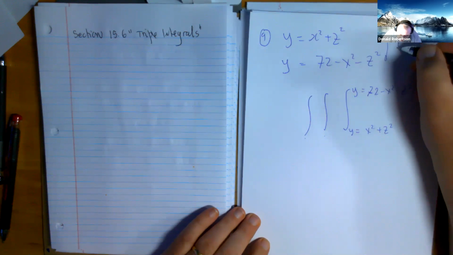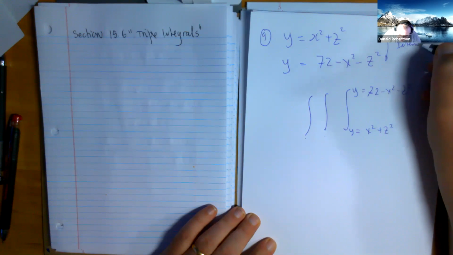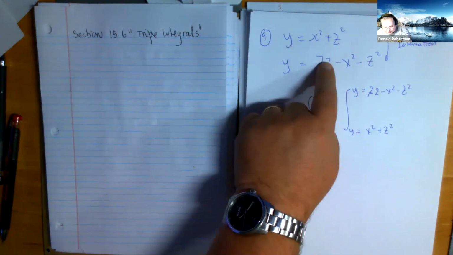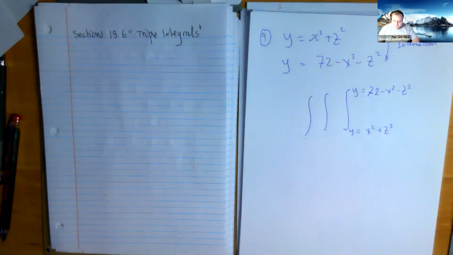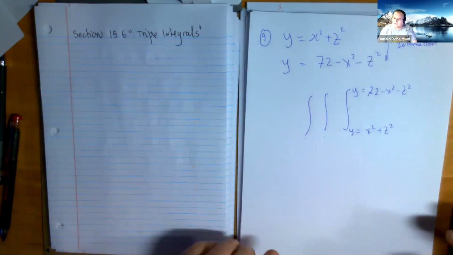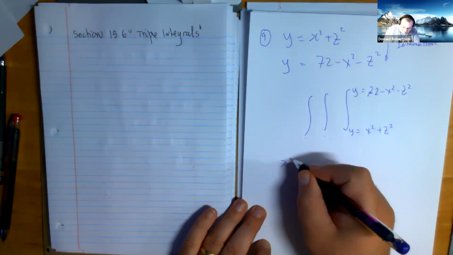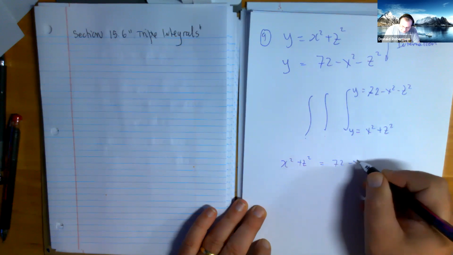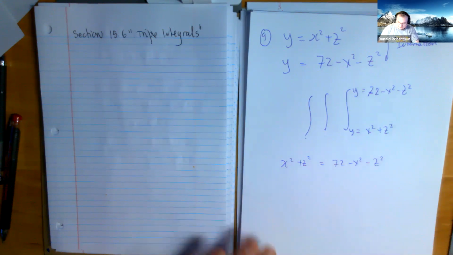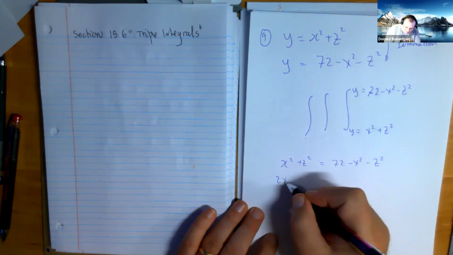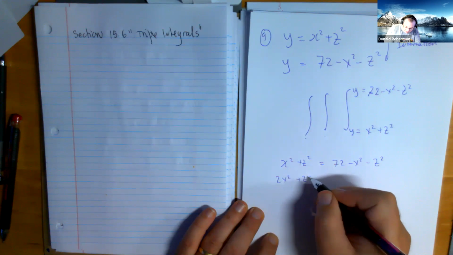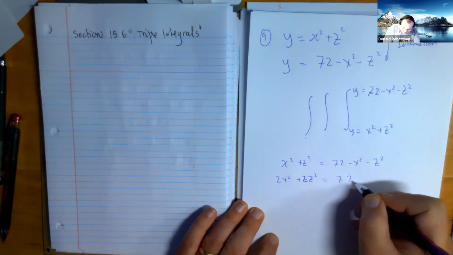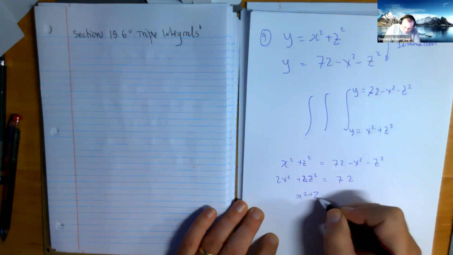But what you need to do is find the intersection. So how do I find the intersection of these two guys so I can figure out what the limits of integration are? Well, I set them equal to each other. Now, if I add an x squared to both sides and then add a z squared to both sides, I get that. And then I end up with this.